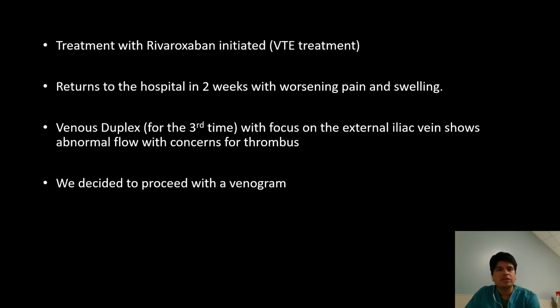So we repeated a venous duplex to further evaluate this abnormality we saw on the CT, and this time we saw some abnormal flow in the right external iliac vein. We really couldn't look anything beyond that. So we started treatment with rivaroxaban as a treatment dose for DVT and decided to proceed with the venogram just because things were not adding up in the right way.